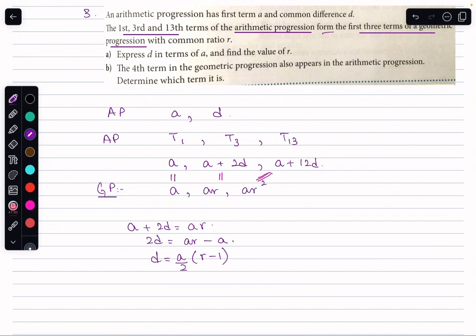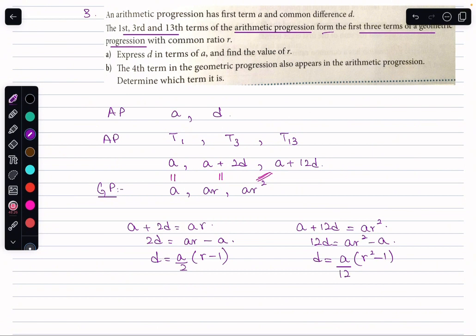And if I compare the 13th term of my arithmetic progression to the third term of my GP, then here I can say that it is a plus 12d, which shall be equal to ar squared. Or I can also say that it is 12d, which is equal to ar squared minus a. Or I can say that the common difference d shall be equal to a times r squared minus 1, divided by 12. So I have d in terms of a as well as in terms of r.